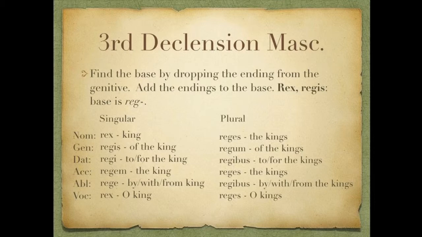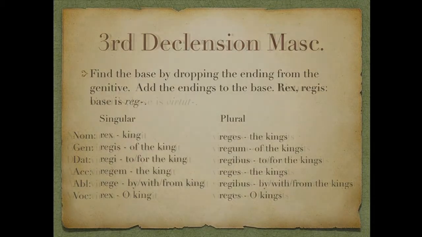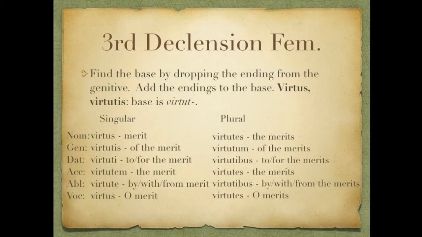We go to our plurals, nominative plural, reges, the kings. Genitive plural, regum, of the kings. Dative plural, regibus, to or for the kings. Accusative plural, reges, the kings. Ablative plural, regibus, by, with, or from the kings. And again, vocative, same as the nominative, reges, O kings. So that was a masculine example. Let's go ahead and look at a feminine example.